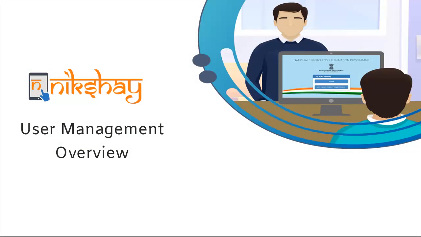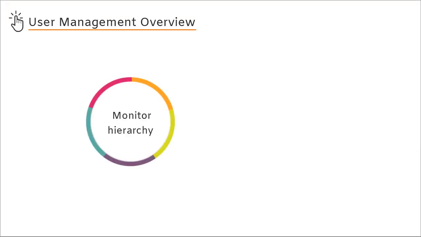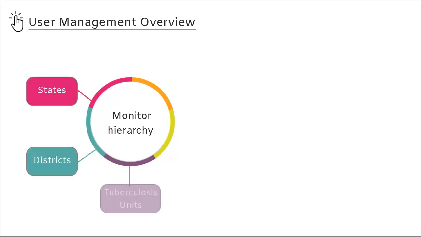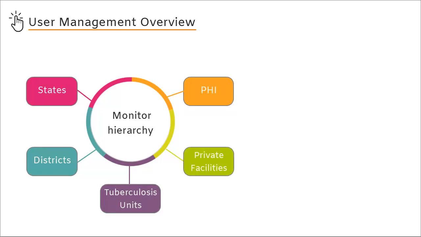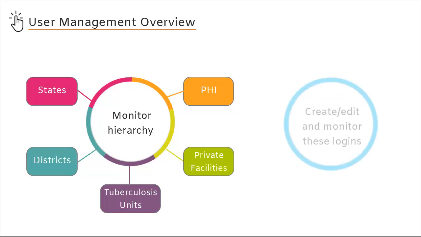This video covers the steps for user management overview. The user management is meant to monitor the different hierarchy in the Nikshay system, that is, the different states, districts, tuberculosis units, PHI, and private facilities. So, the user management is primarily used to create, edit, and monitor these different logins.